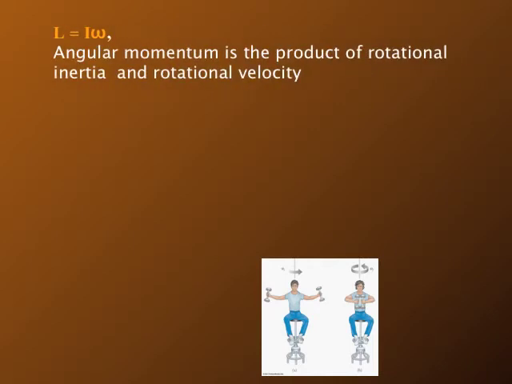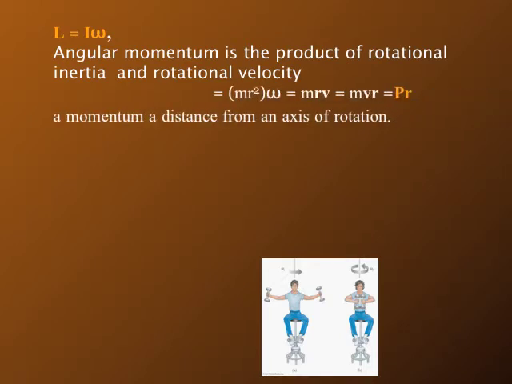L is equal to I times omega. Angular momentum is equal to rotational inertia times rotational velocity. I, recall, is mass times r squared. If we consider 2 balls held outstretched, then I would be mr squared, the mass of the balls. R would be the distance the balls are, the length of her arms, from the center of her rotation, about the central point of her body. So mr squared times omega is what L can also be expressed as.